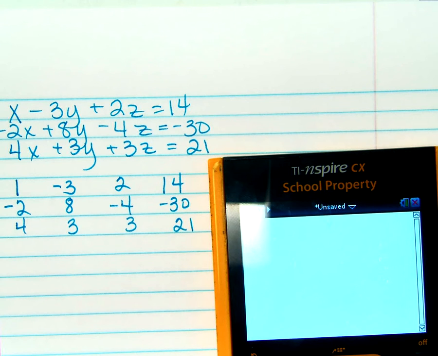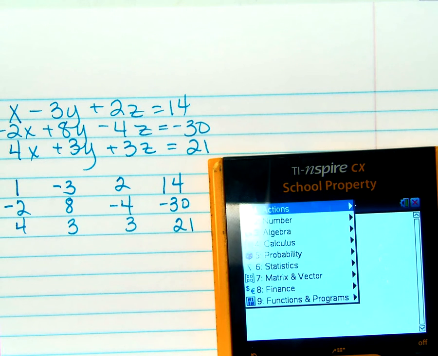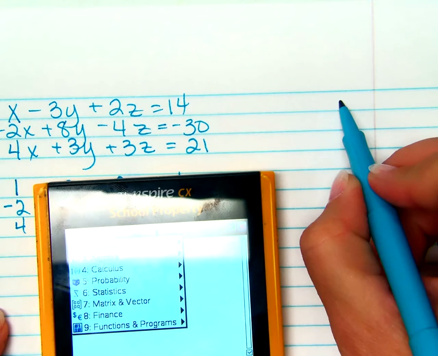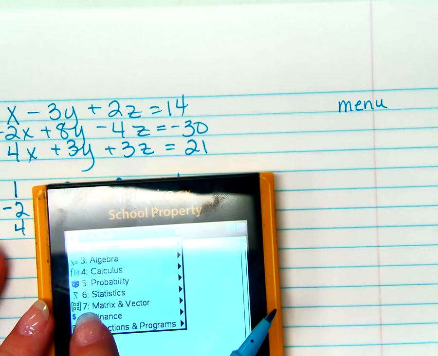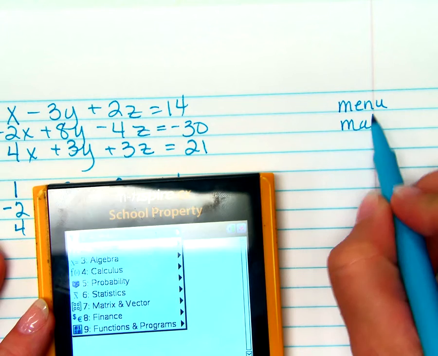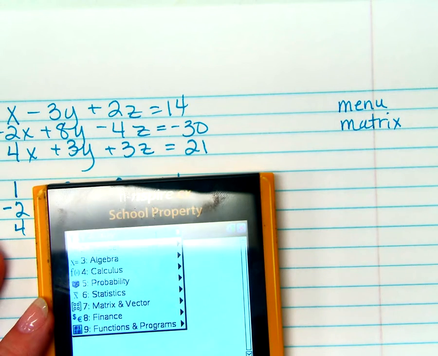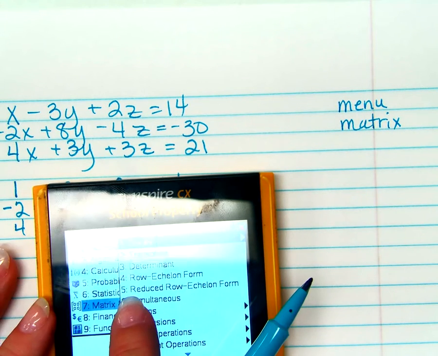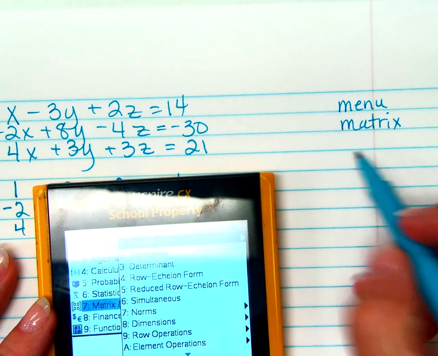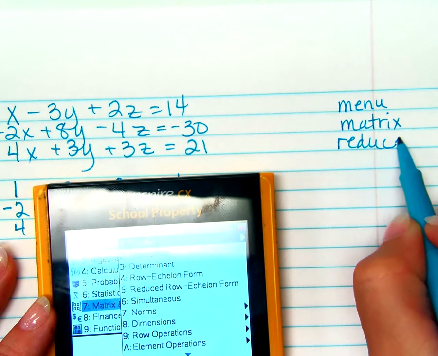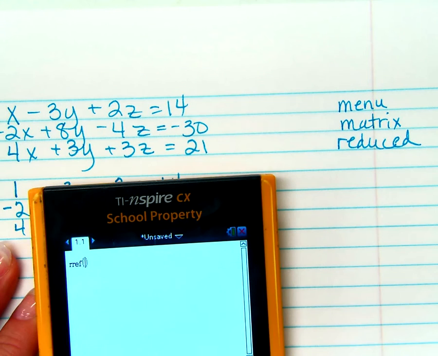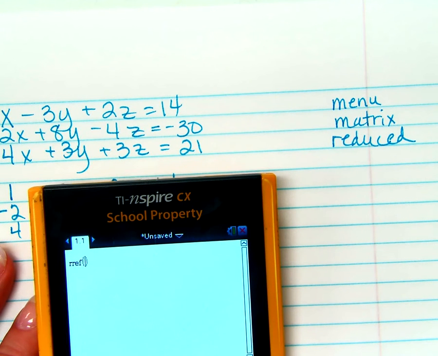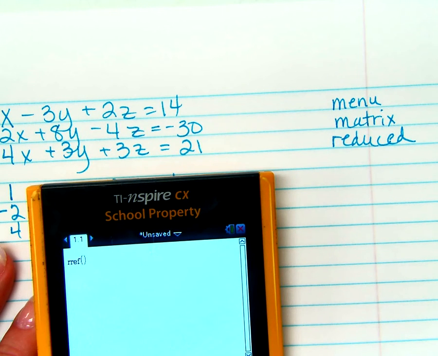So here are the keystrokes that you need. Menu. Look at number 7, Matrix. Look at number 5, Reduced Row Echelon Form. When I choose number 5, what shows up on my calculator says RREF. What do you think that would stand for? Reduced row echelon form, right?